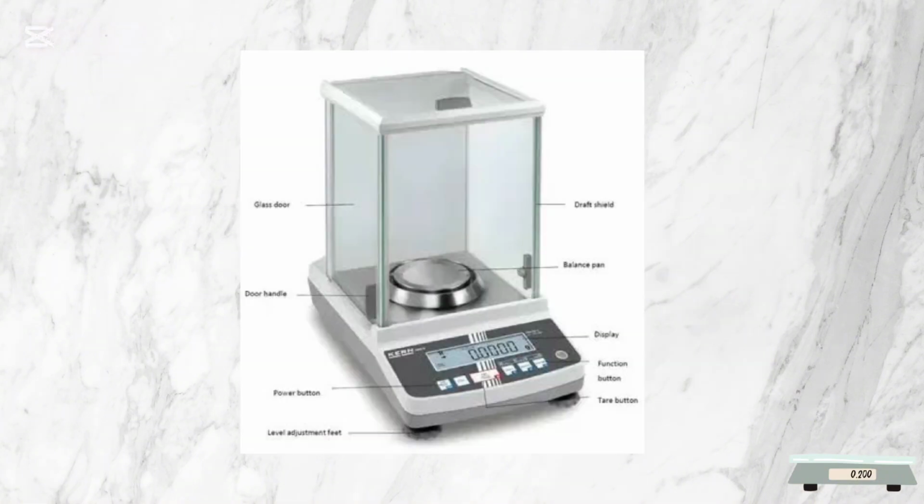So this is the analytical balance, and looking at it, this is the diagram. So it could also present as a part to be labeled, and they will tell you identify the instrument, identify the part A. So it has a glass door handle, power buttons, draft shield, balance pan, which is more or less the most important part of it.